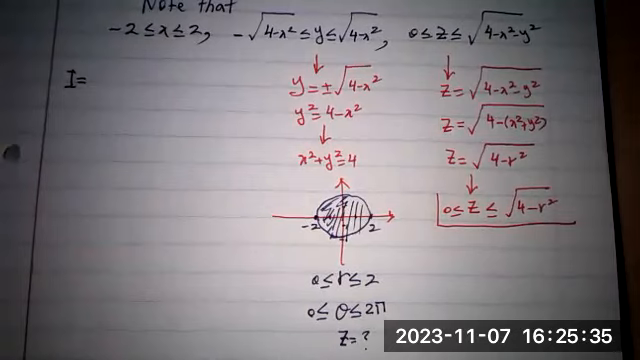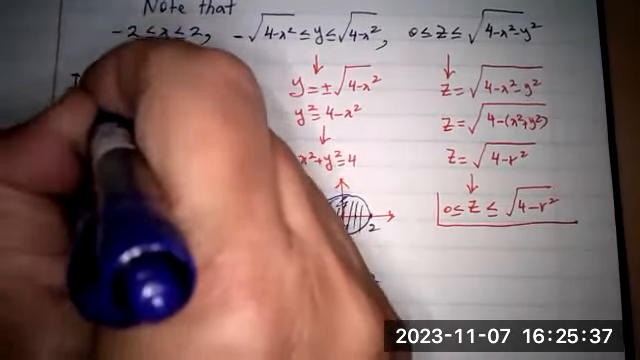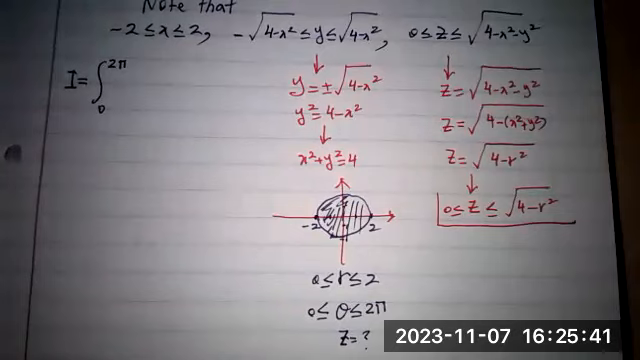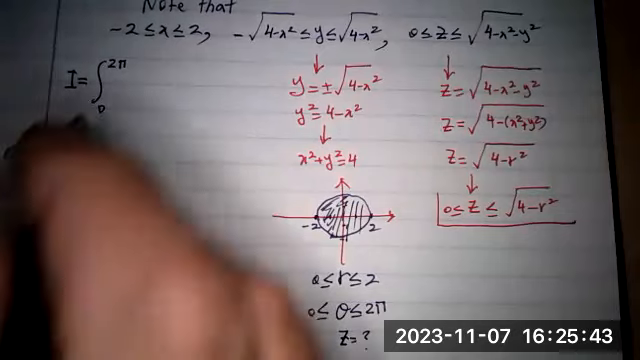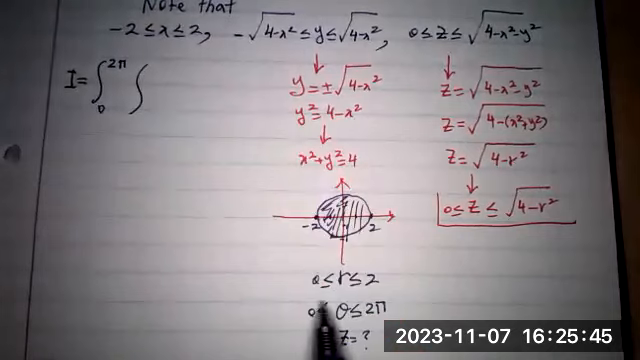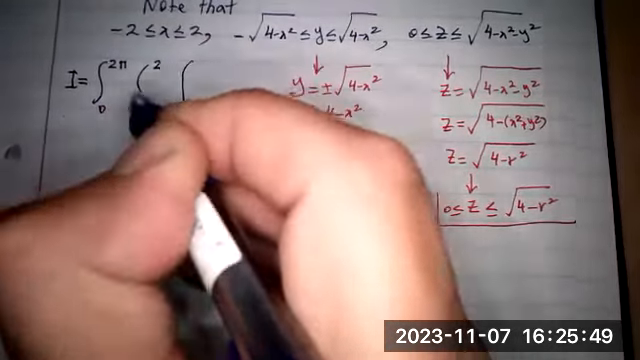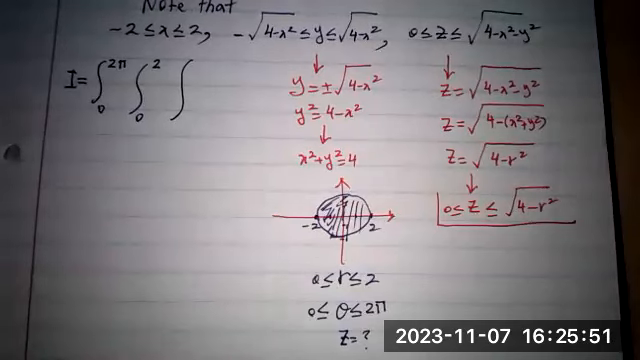0 to pi. So that's 0 to pi. In the middle, integrate with respect to r all the time. What is the limit for r? 0 and 2. At the beginning, you integrate with respect to z. It's a fixed operation.